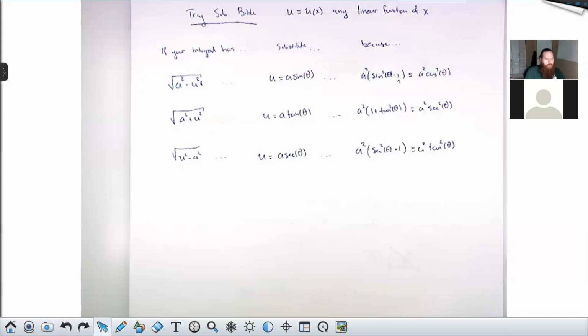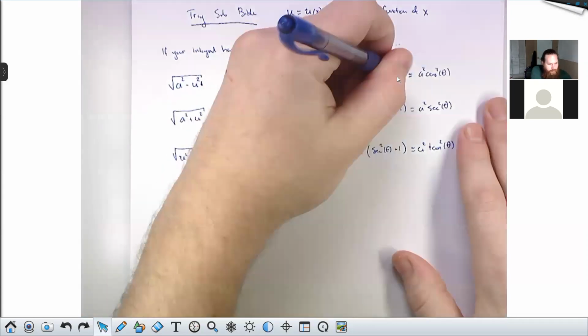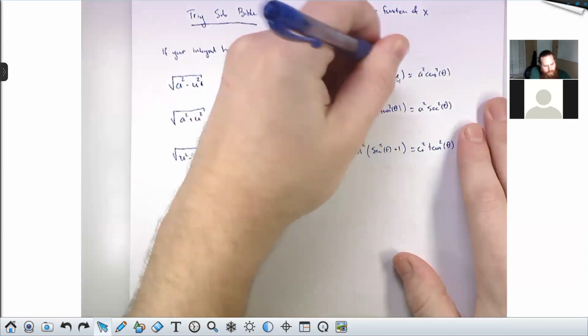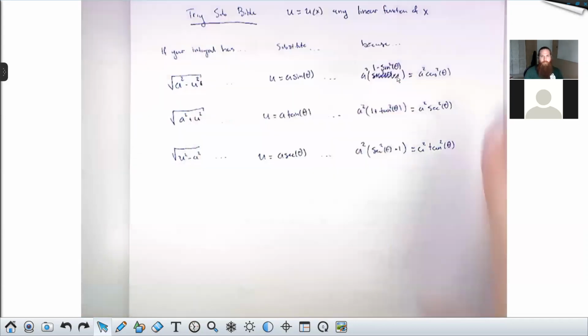Oh, I need to turn this one around. I'm sorry. Sine squared minus 1 is not cos squared. It should be 1 minus sine squared theta. Okay. Yeah, sorry about that. All right, so if u squared is a squared sine squared theta, then you would have a squared minus a squared sine squared theta. Factor out the a squared, and you have a squared times 1 minus sine squared. 1 minus sine squared is cos squared, so that would be a squared cos squared theta. And the same sort of thing follows for all these.